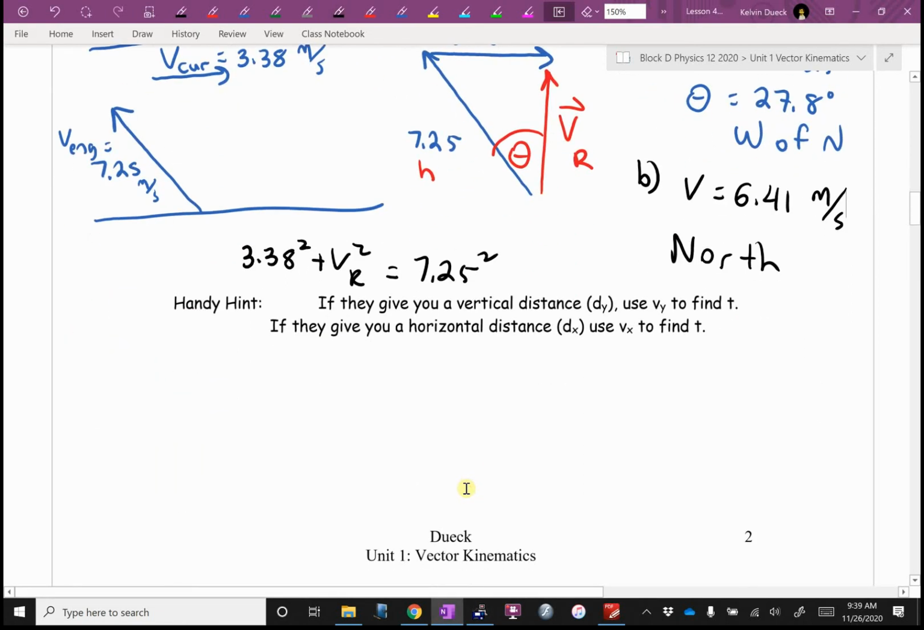Handy hint, key idea. If they give you a vertical distance, a dy, use Vy to find t. If they give you a horizontal distance, use Vx to find t. Don't put a horizontal into a vertical equation. Don't put a vertical into a horizontal equation. You cannot do that. And we're almost never going to use the slanty one because it's neither.